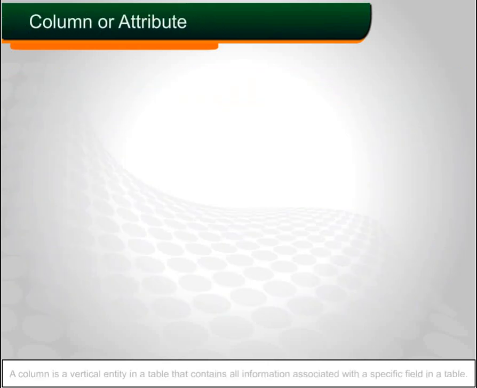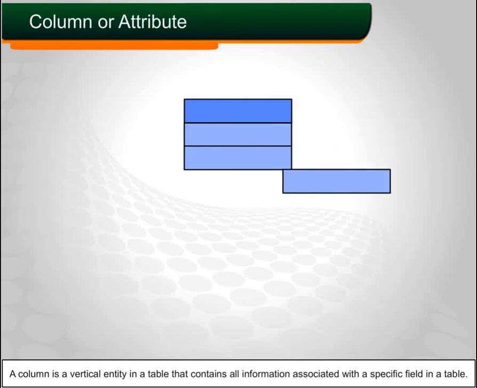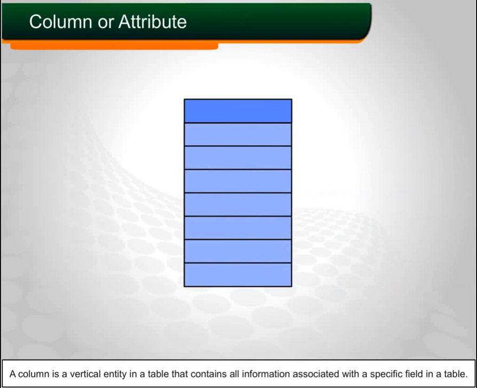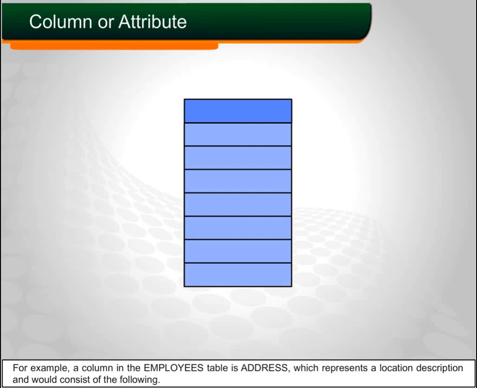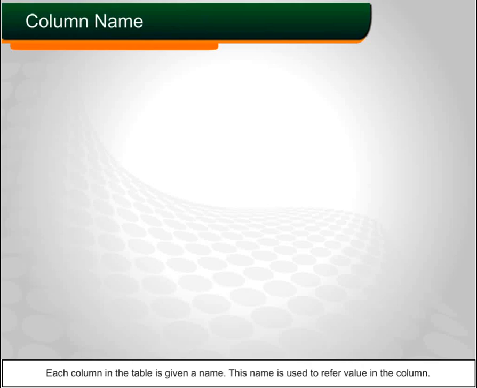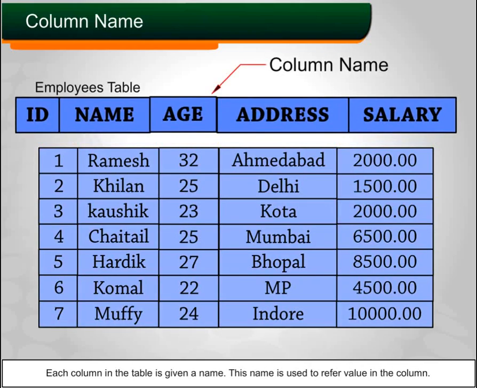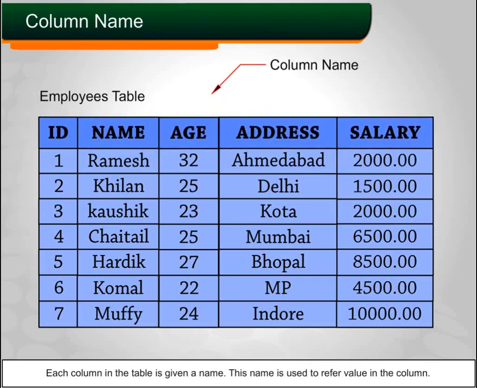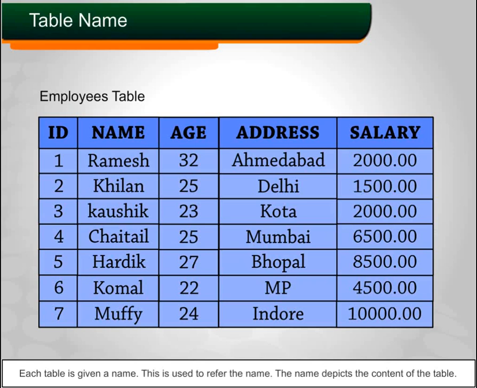Column or attribute. A column is a vertical entity in a table that contains all information associated with a specific field in a table. For example, a column in the employees table is address, which represents a location description. Column name. Each column in the table is given a name. This name is used to refer to the values in the column. Table name. Each table is given a name. This is used to refer to the table. The name depicts the content of the table. Null value.